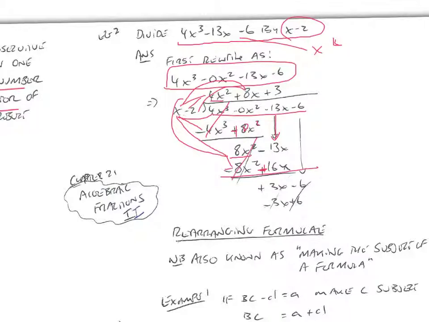Okay, so we get minus 13x plus 16x is plus 3x. Bring down our minus 6. x goes into 3x 3 times, 3x is 3x, and 3 times minus 2 is minus 6. Let's change the sign and add, minus plus. They cancel, and there's your solution: 4x squared plus 8x plus 3.